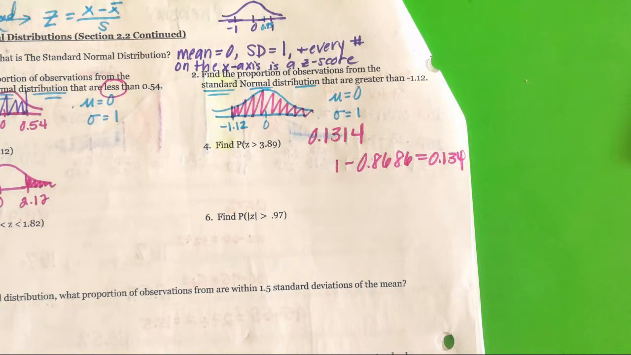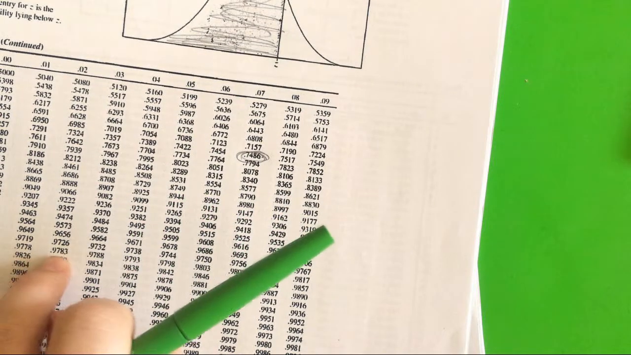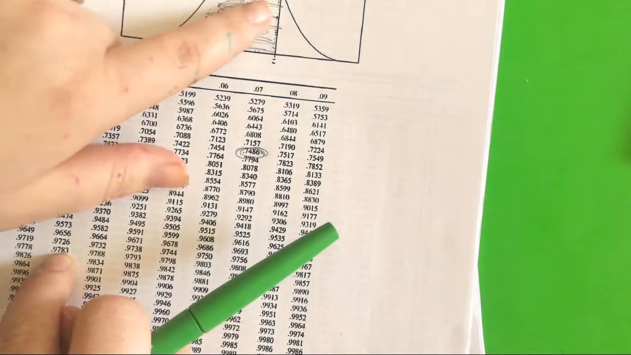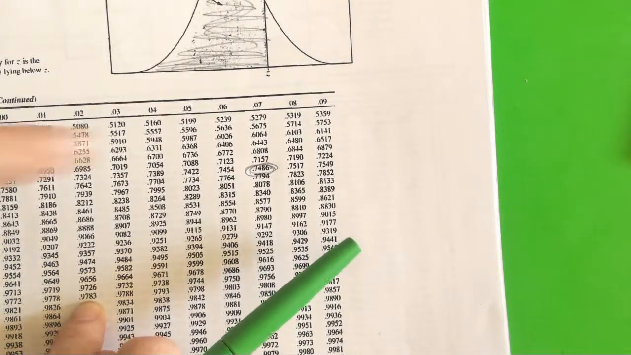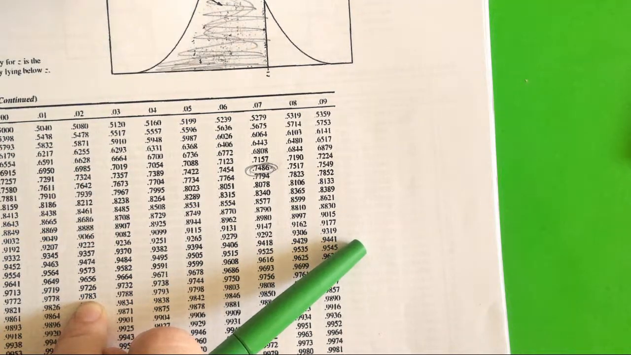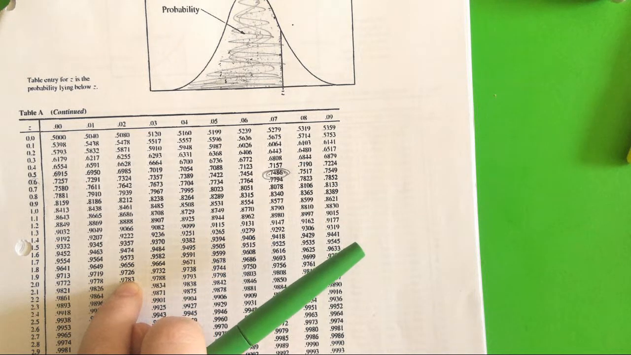So we can look at our table. 2.12 is 0.9783, but that was if our region was shaded to the left. Is our region shaded to the left? No, our region's shaded to the right. So we can't use that 0.9783. We have to do 1 minus that.